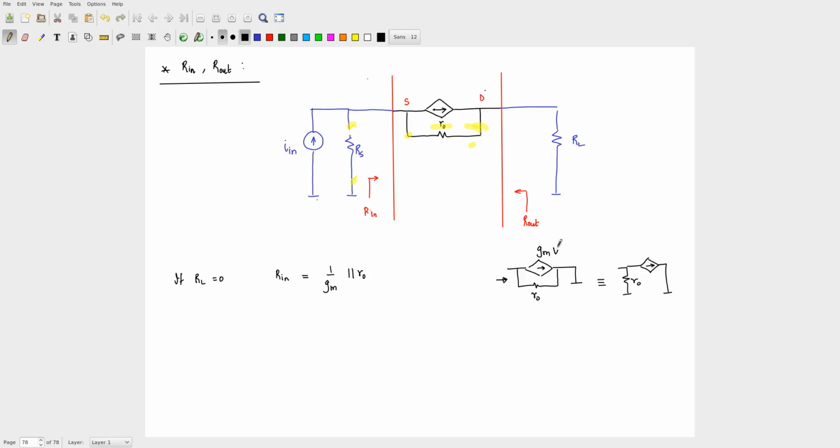And what is this? GM times Vs, and Vs is this well, right? So what is this going to be? GM Vs. We have done this many times. What does this current source now look like? It looks like a resistance of value 1 by GM. Okay, at least from the answer you should be able to tell me that, right? So in the case when RL is 0, it is very straightforward. When RL is non-zero, you calculate it. Okay, all right. That is your input resistance. Let us do the output resistance. Okay. Did everyone get that?